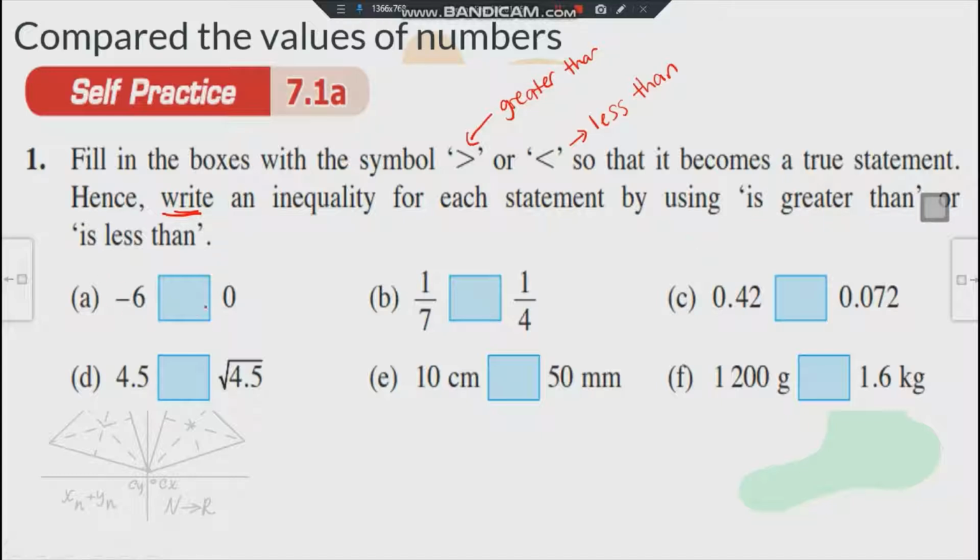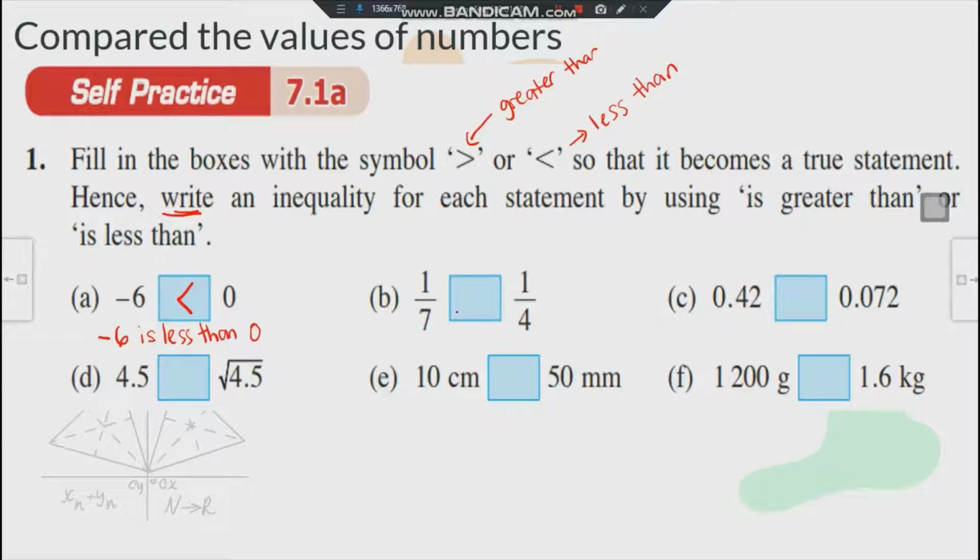So the first one is, a negative number must always be less than any number that is positive or 0. So we need to write down negative 6 is less than 0. We write from left hand side to right hand side.